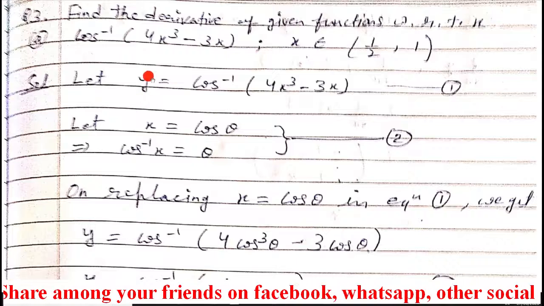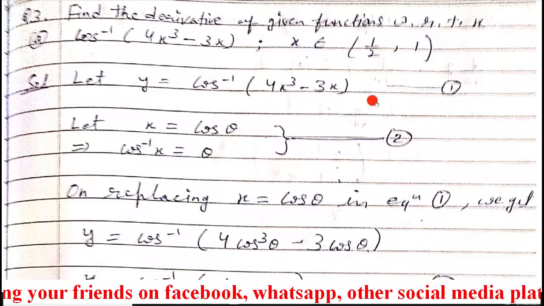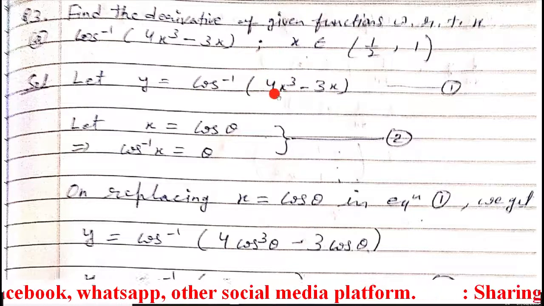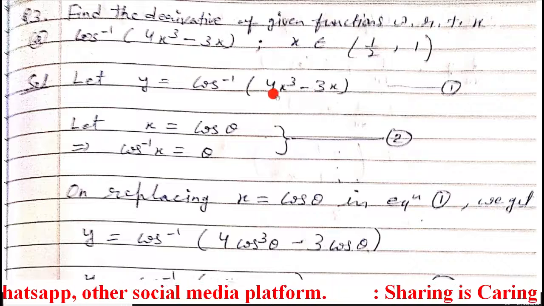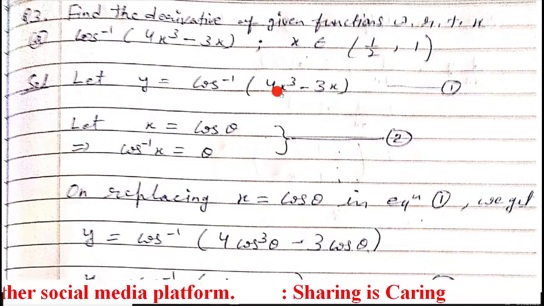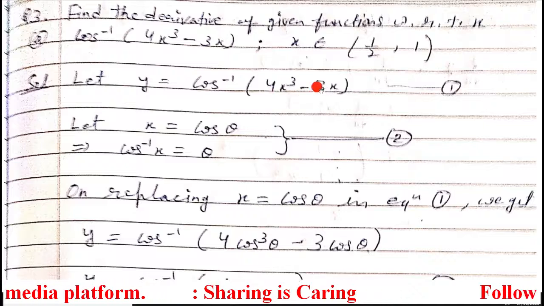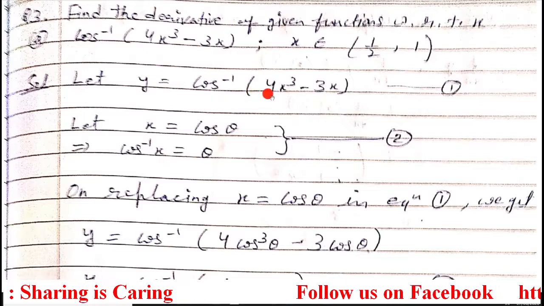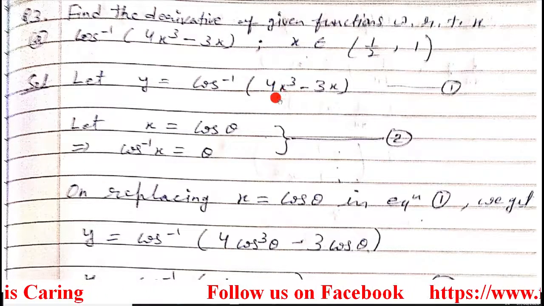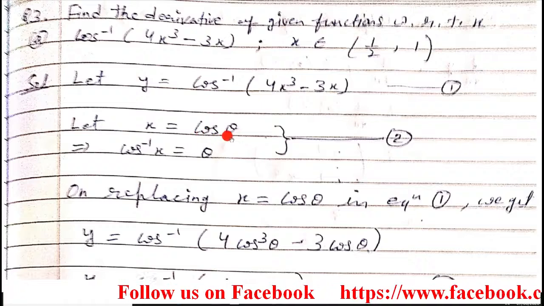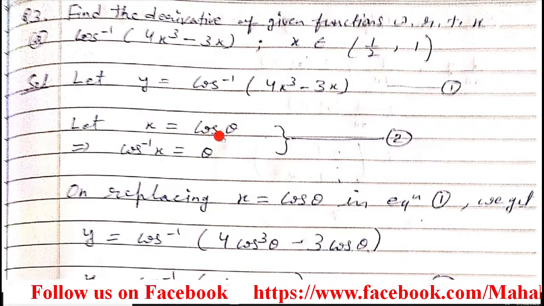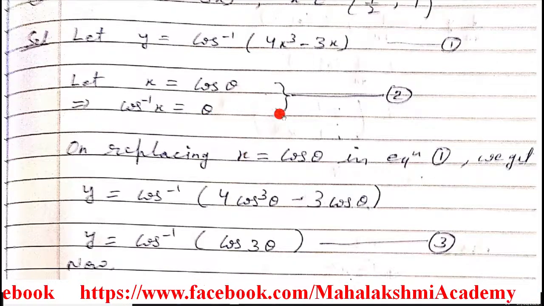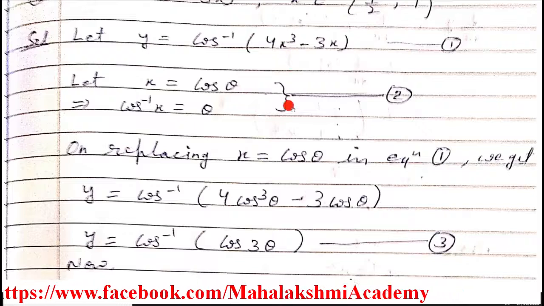So first we'll assume whatever given function as y, that will give us equation 1. Now here we need the substitution, we have to simplify it, and if we clearly observe, we find that instead of x, if cos theta should come, then it's going to be in the form of the cos 3 theta formula, then cos inverse and cos we can remove. That will give us the hint that we have to assume x as cos theta. So we'll assume x is equal to cos theta. That will give us cos inverse x is equal to theta. Now we'll replace here, instead of x, we'll put cos theta.